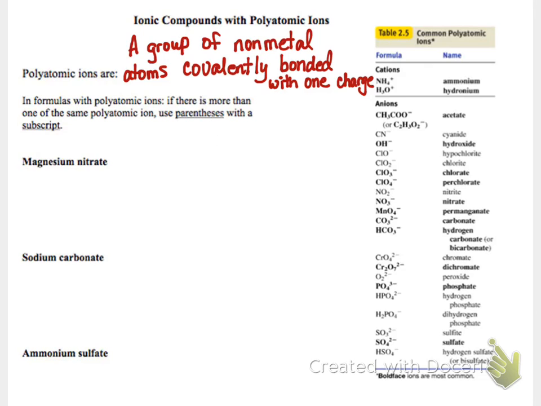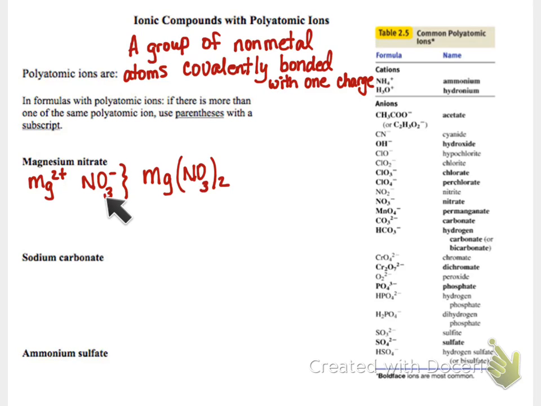So let's do some examples. Magnesium nitrate. Magnesium is the same old magnesium, group 2A, and it's going to have a charge of +2. Nitrate is a polyatomic, so we're going to find it on our chart here. Nitrate is NO3 minus. So it's NO3 together. These atoms are stuck together and they share a charge of -1. We're going to treat them like they're just one particle because they act like they're just one.